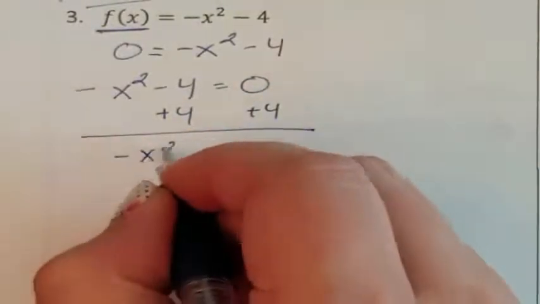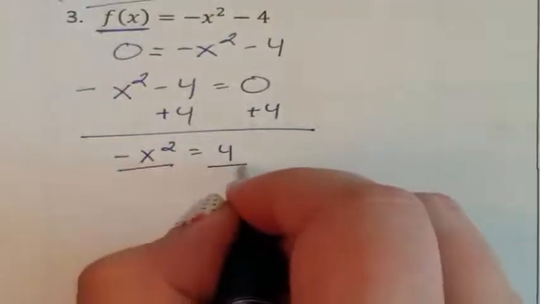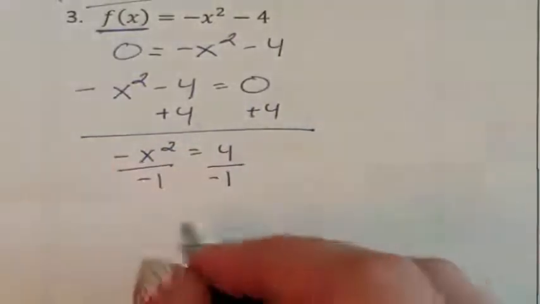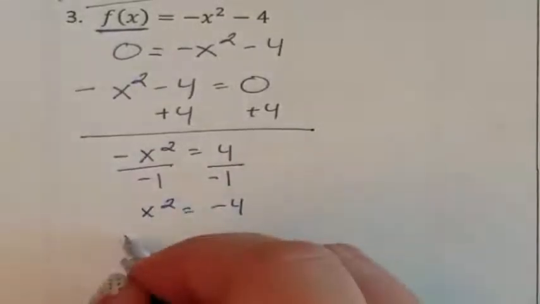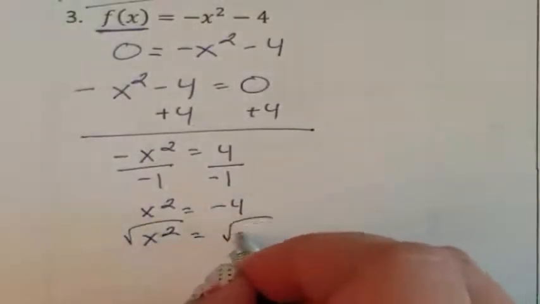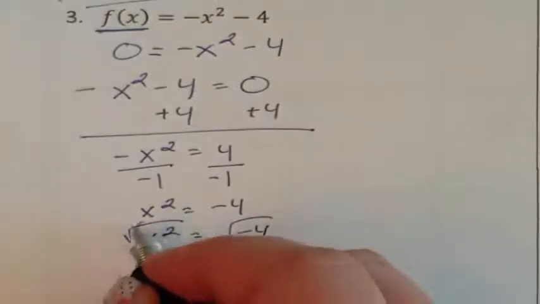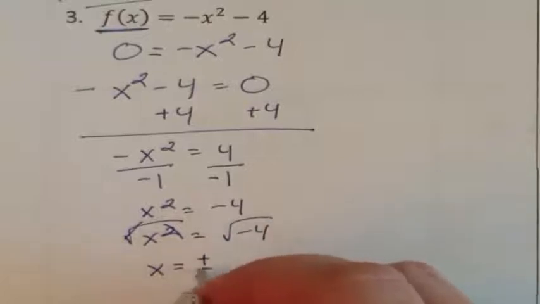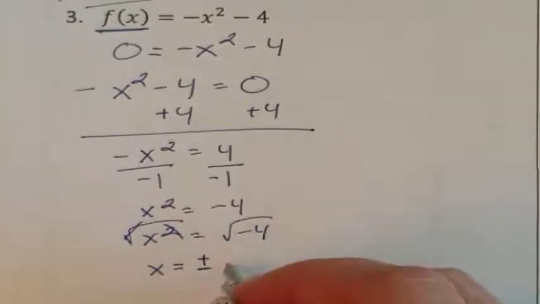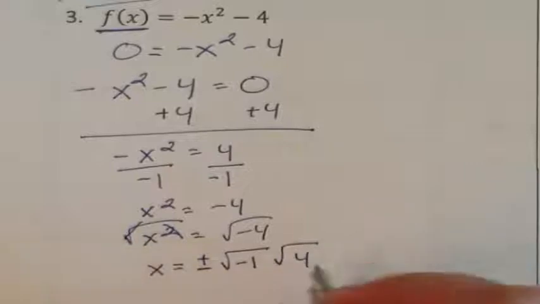So I have a negative x squared equaling 4. Divide both sides by a negative 1. So I have an x squared equaling a negative 4. I need to take the square root of both sides. The square root of x squared is x. I chose to take the square root, so I need a plus or minus. And I needed to separate that negative 1 from the 4.